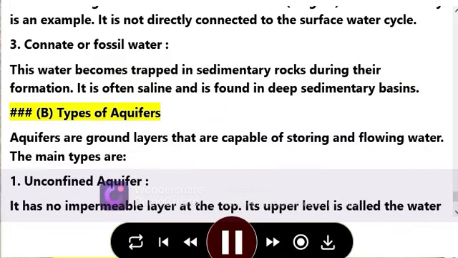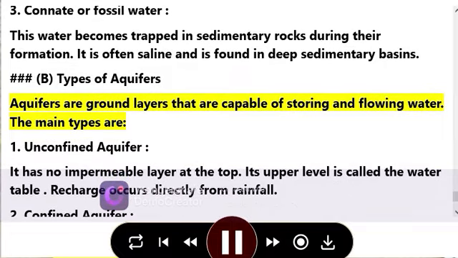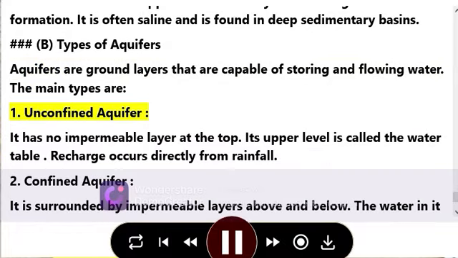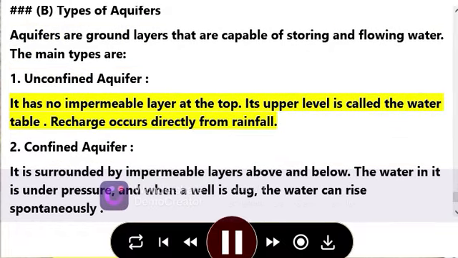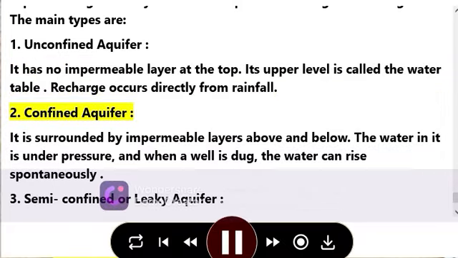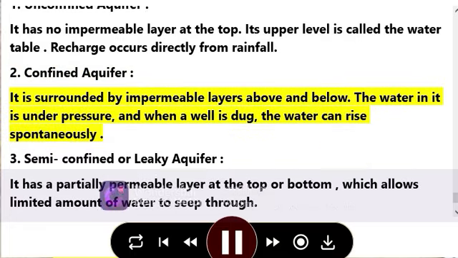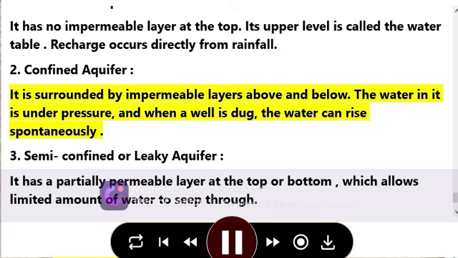3. Connate or fossil water. This water becomes trapped in sedimentary rocks during their formation. It is often saline and is found in deep sedimentary basins. B. Types of aquifers. Aquifers are ground layers that are capable of storing and flowing water. The main types are: 1. Unconfined aquifer. It has no impermeable layer at the top. Its upper level is called the water table. Recharge occurs directly from rainfall.